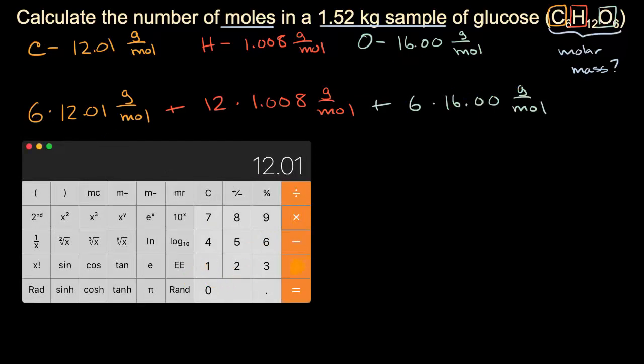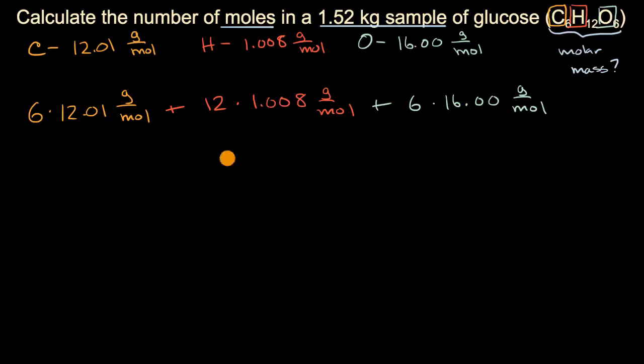6 times 12.01 plus 12 times 1.008 plus 6 times 16 is equal to, and if we're thinking about significant figures here, the molar mass of hydrogen goes to the thousandths place, but we only go to the hundredths for carbon and for oxygen. We're adding all these up together. So it's going to be 180 point, I can only go to the hundredths place for significant figures. So 180.16.